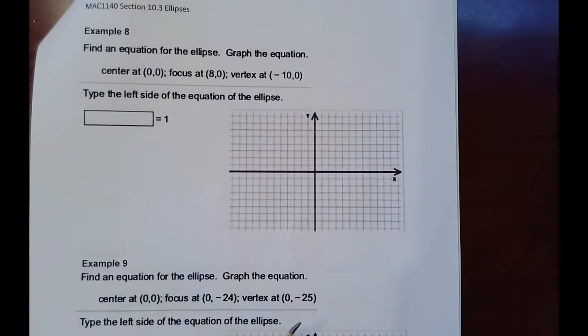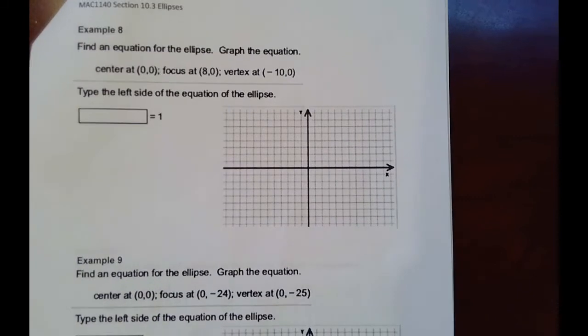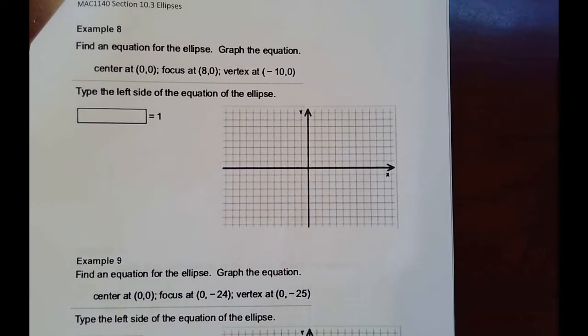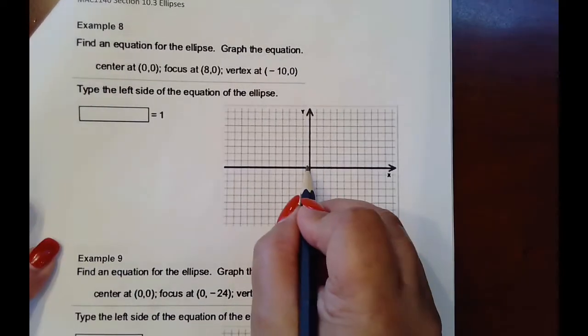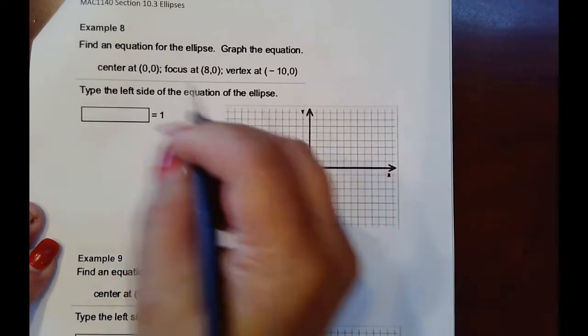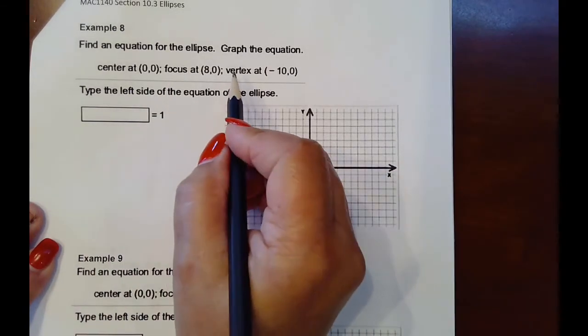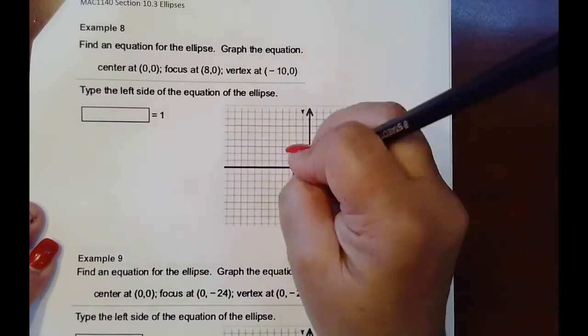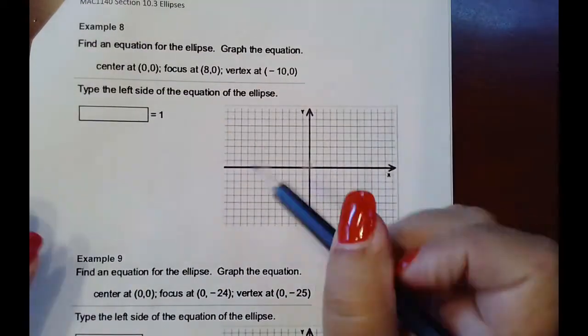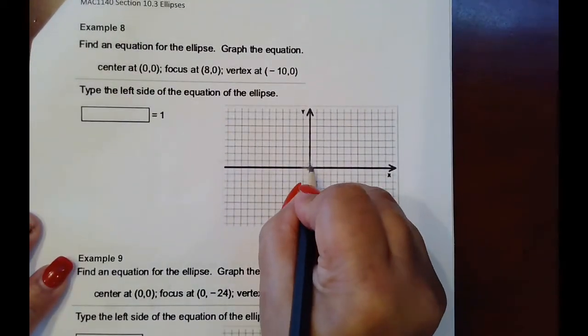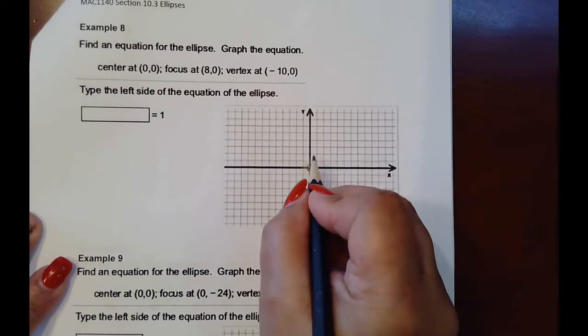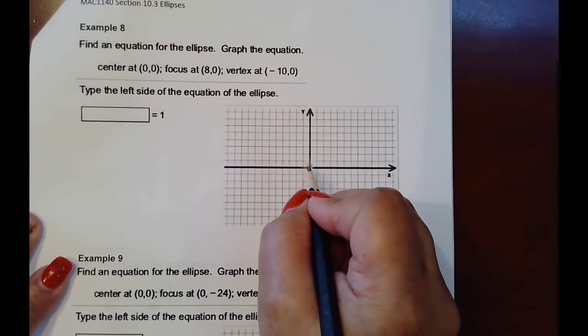Okay, in problem number 8, it says find an equation for the ellipse. Graph the equation. The center is at 0, 0, so I'm going to go plot that. It says the foci is at 8, 0. Probably shouldn't make this so big. Okay, so the foci is at 8, 0.